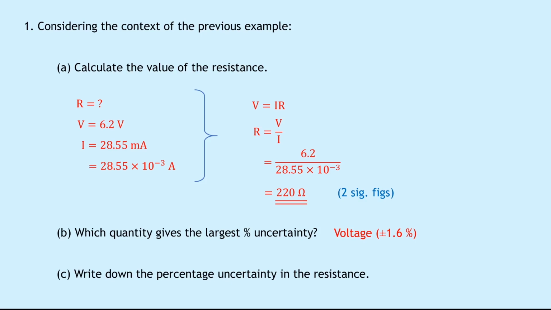And remember, the rule for this is that the uncertainty in the final result, or the combined uncertainty, is going to be the biggest percentage uncertainty. So we choose the biggest percentage uncertainty, and we've just answered that in part B, which is the voltage of plus or minus 1.6%. So the percentage uncertainty in the resistance has got to be the largest percentage uncertainty, which is plus or minus 1.6%.